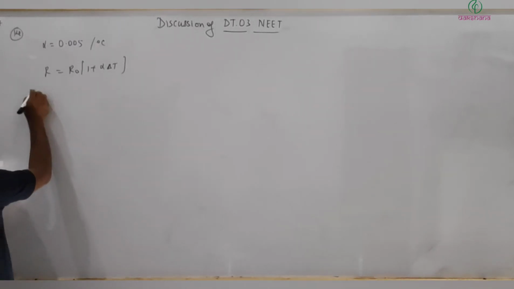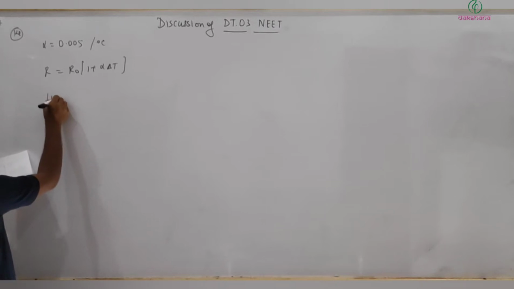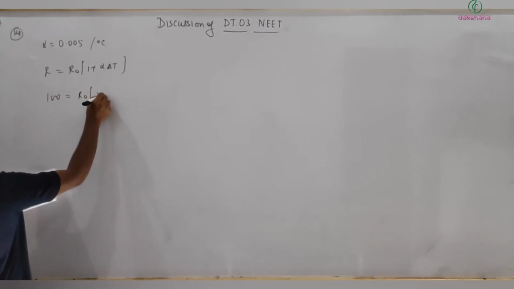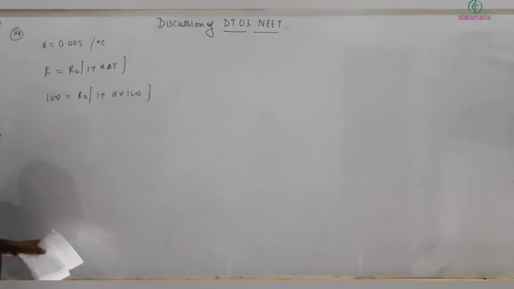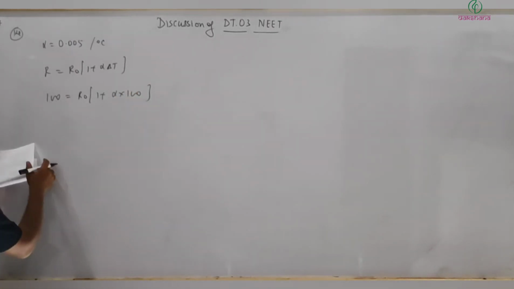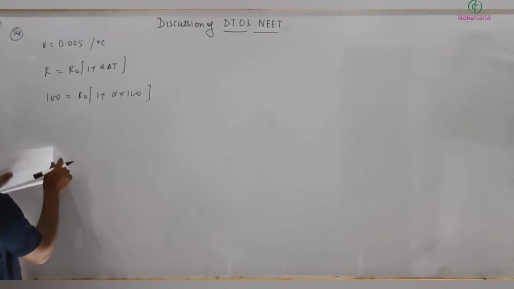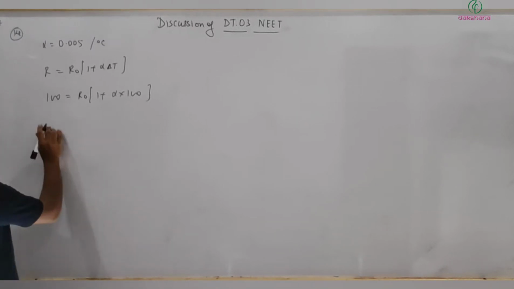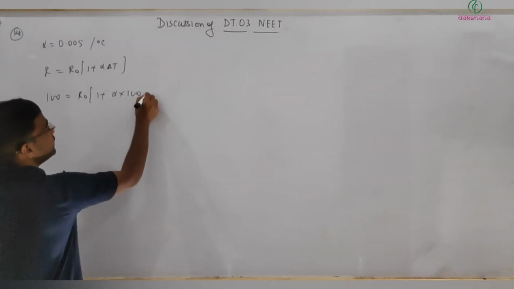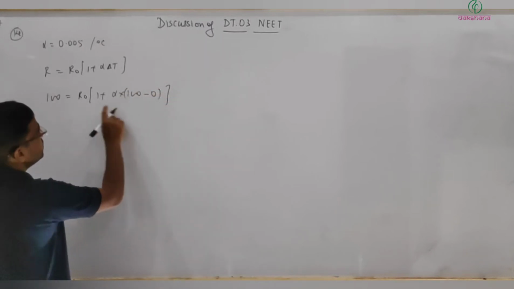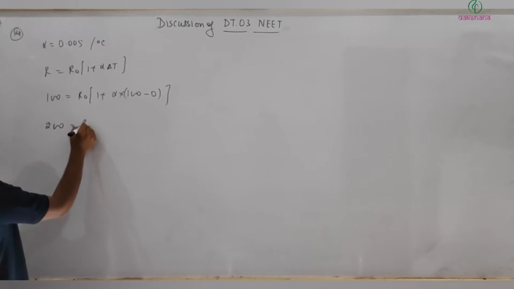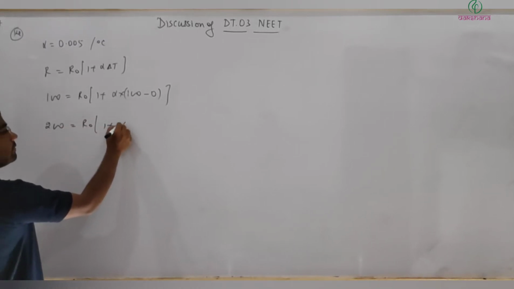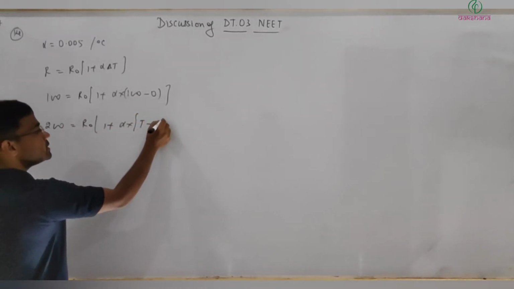So I can write first condition, 100 is equal to R0 into 1 plus alpha into delta T, which is 100 for 100 degrees Celsius minus 0 because R0 is at 0. In second case, it's asking when its resistance will become 200, the temperature I need to find. Next I can write 200 is equal to R0, which will remain the same, into 1 plus alpha into delta T, which is T minus 0.